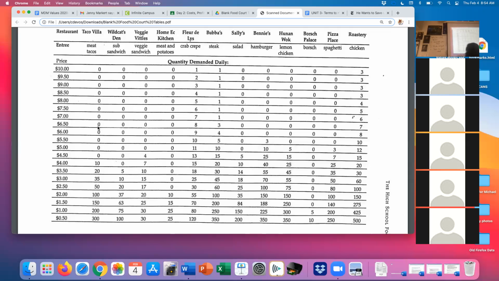Again, just choose one restaurant. Don't try to do them all, that'd be too much. We're just trying to experiment with this a little bit. That's fine. Taco Bell, that's kind of nice because the numbers are close to each other. And I don't blame you for doing that.